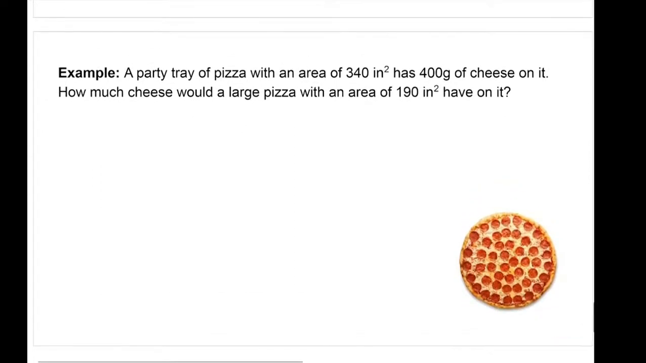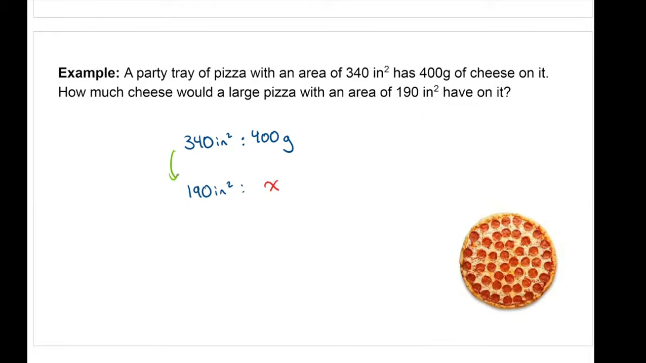And then lastly, a party tray of pizza with an area of 340 inches squared has 400 grams of cheese on it. How much cheese would a large pizza with an area of 190 inches squared have on it? So again, same idea. We're creating a ratio or a fraction, and trying to come up with an equivalent one. So in this case, 340 inches squared to 400 grams of cheese. That's what we know. And if I have 190 inches squared, how many grams of cheese can I expect to have?